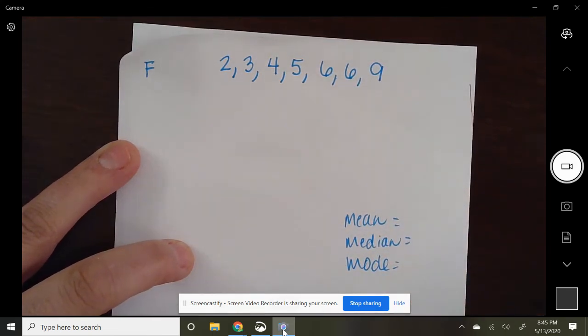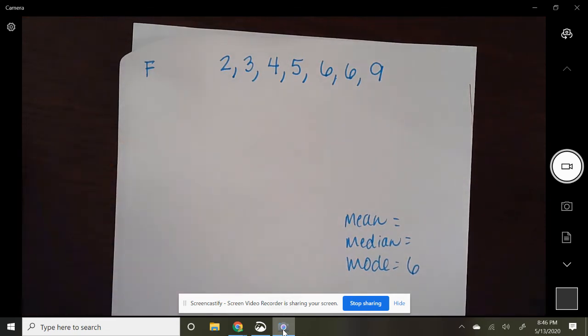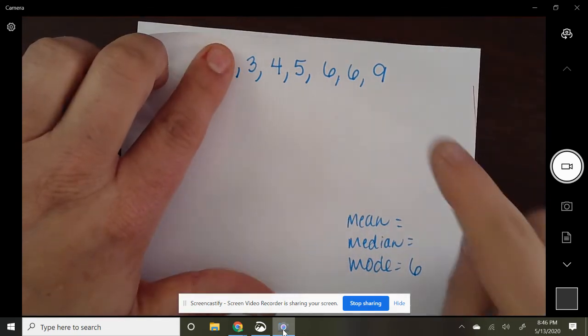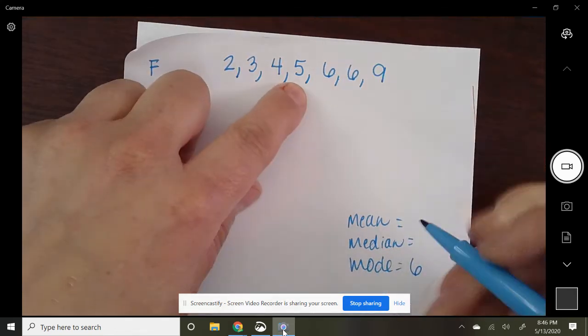All right, here we go. This is our last one. Starting with the easiest, mode is most. Mode is most. I see 6 in there the most. There's 2 of them. Median. Let's cut off the fronts and backs until we get to the middle. Front, back, front, back, front, back, 5.